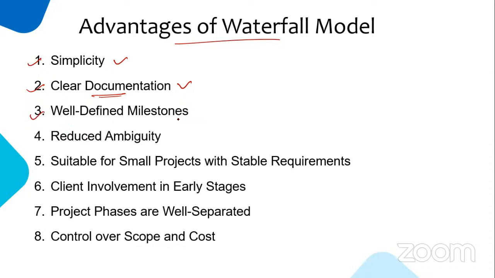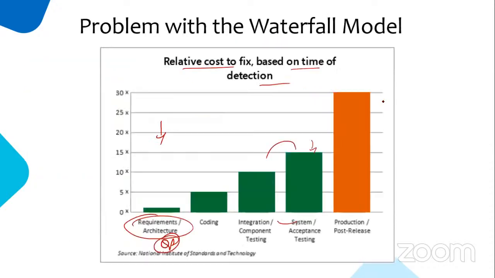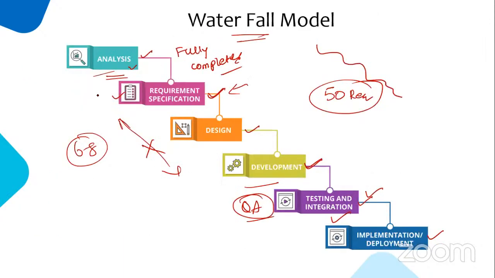And then well-defined milestones. Before starting the project itself, we will know, okay, these are all the requirements. I'm going to start on this day, and going to complete on a particular day. Those target dates will be clearly defined. And it reduces the ambiguity. For example, when we think about the requirement, change may not happen after or in the middle of it. For example, they set some requirement in the starting stage only, when the client comes into the picture.